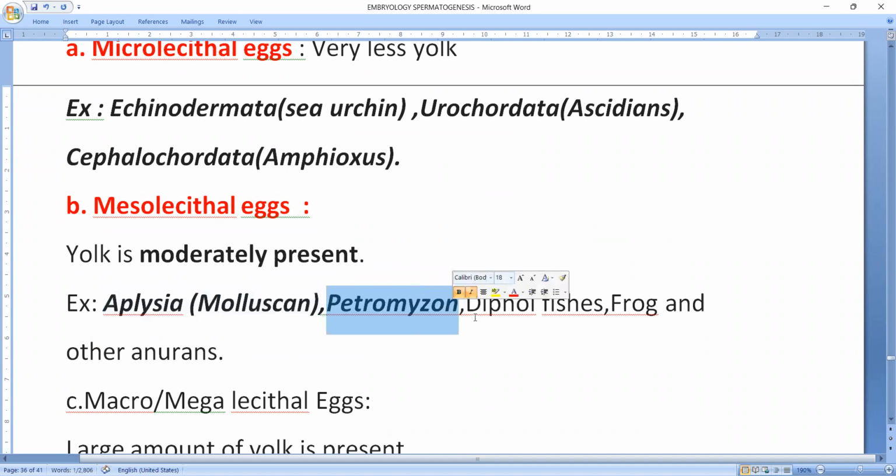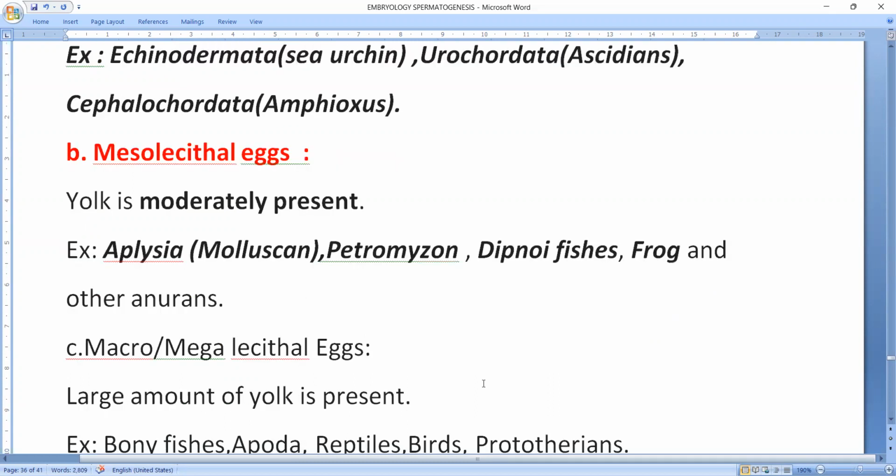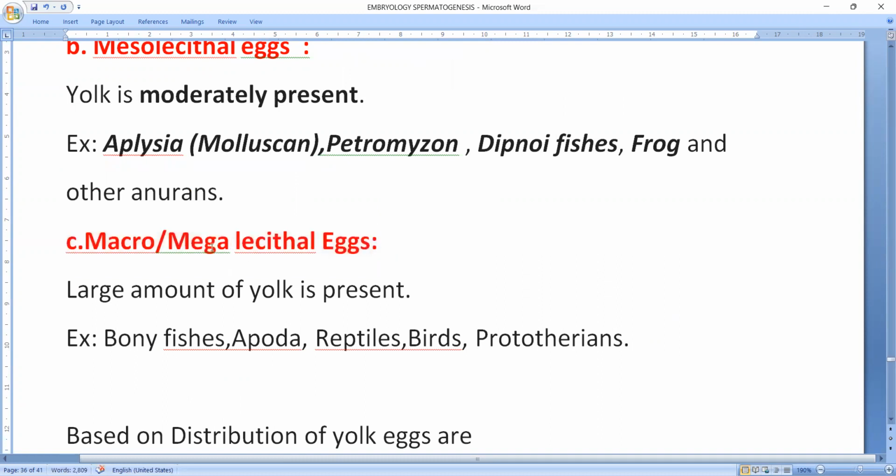So this is a cyclostome, and dipnoi fishes, lung fishes, okay, and the frog. So the frog belongs to the Anura class. So other Anurans also exhibit mesolecithal eggs, in which the yolk is not much, not less, okay, moderately present. Right. So then this is also very famous: macrolecithal or megalecithal type of eggs.